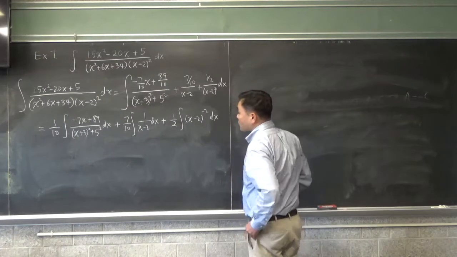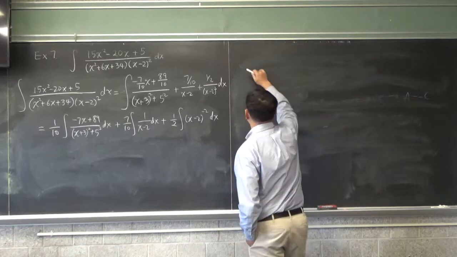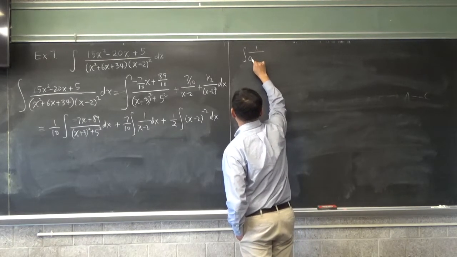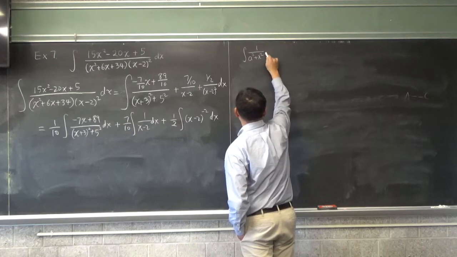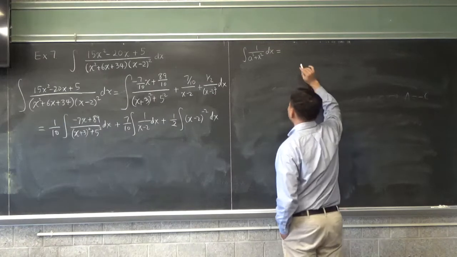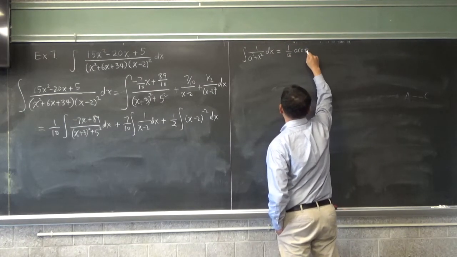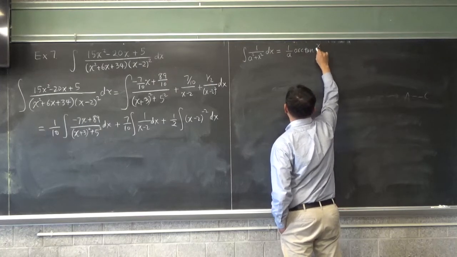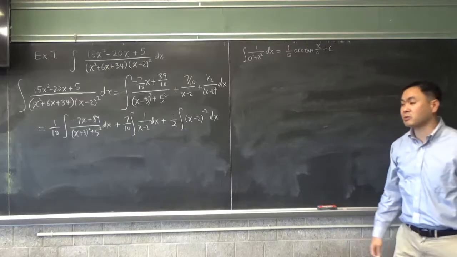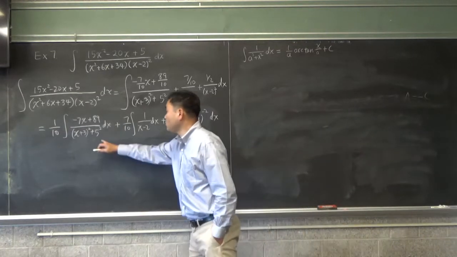And to do that, we need two things. One is I'll be giving you the following formula during the exam. The integral of 1 over a squared plus x squared dx. This gives you the arctan as the answer, right? 1 over a arctan of x over a plus c. So we will need this formula at some point. And additionally, we will need to do a u substitution for this one.